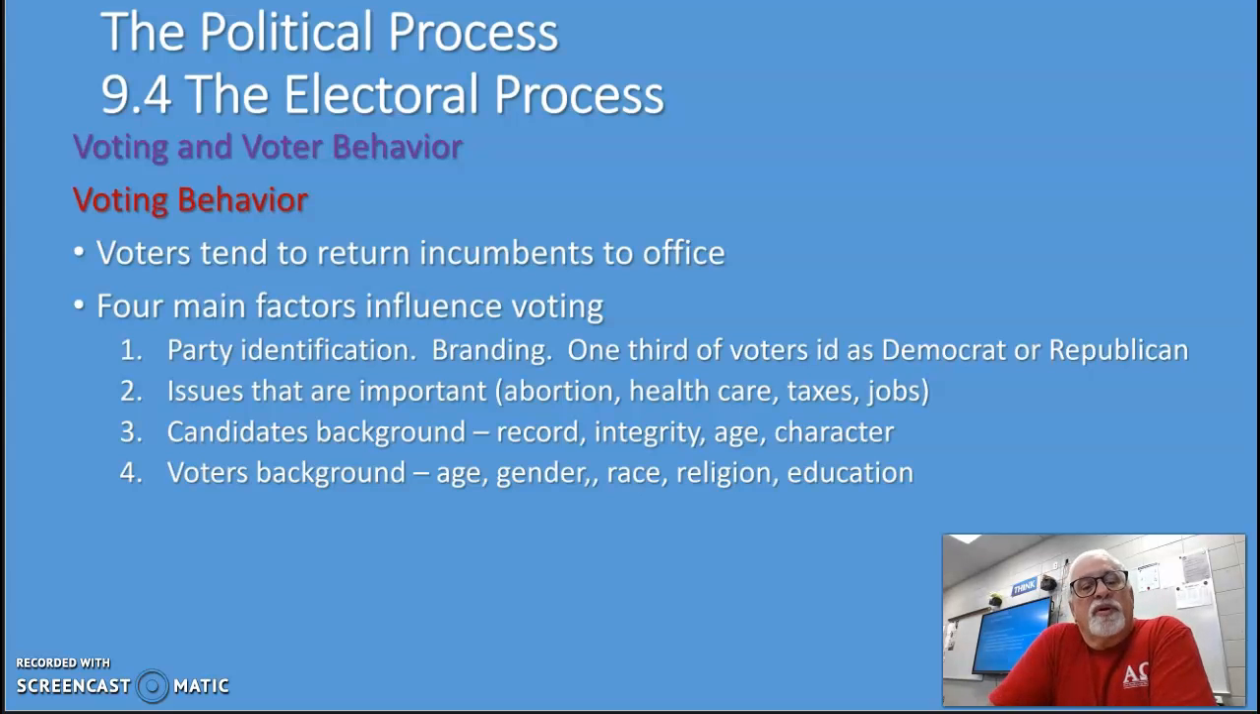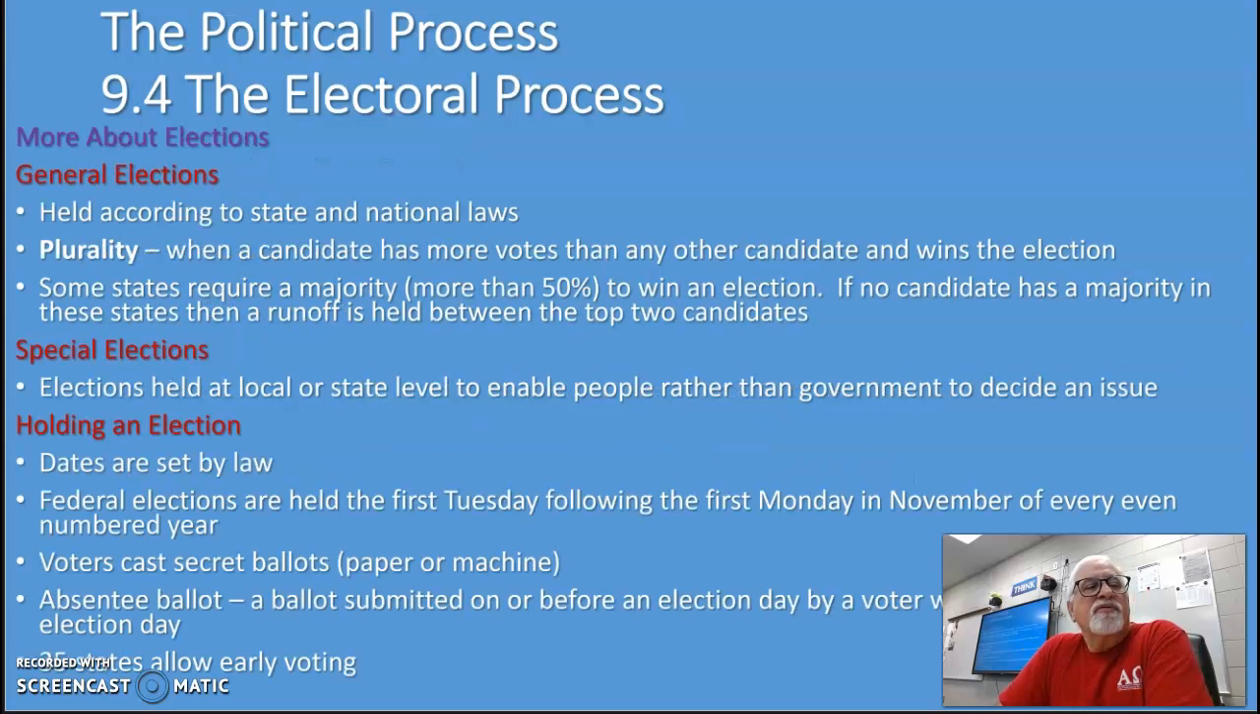But also, issues are important. Abortion, health care, taxes, jobs, they may all influence how I vote. And a candidate's background. What is the record? Is he a trustworthy person? What is her age? What's her character like? Those things all influence, as well as the voter's own personal background. What is my age? You know that older people tend to vote more conservatively, younger people more liberally. Gender, men vote differently than women. Race, religion, education, all those are factors that influence how a person votes.